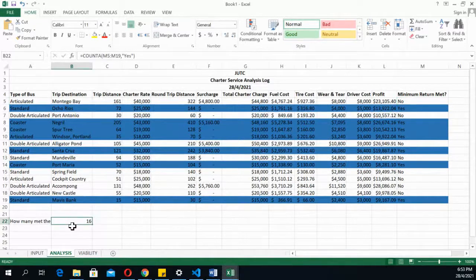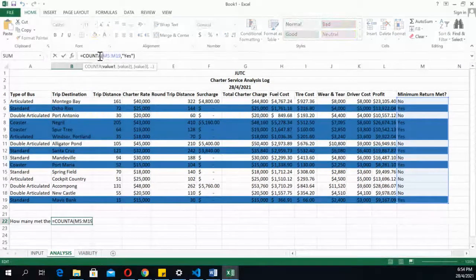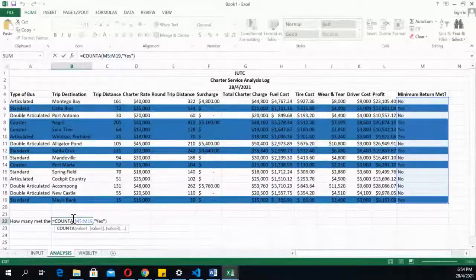Yeah, go ahead. Sir, can you show me the formula? Which one? The count formula you did a while ago, my internet went away when you were doing it. All right. So the question is how many of them met the requirement, right? So because we're counting the text, we have to use the count A. That's what count A is for.